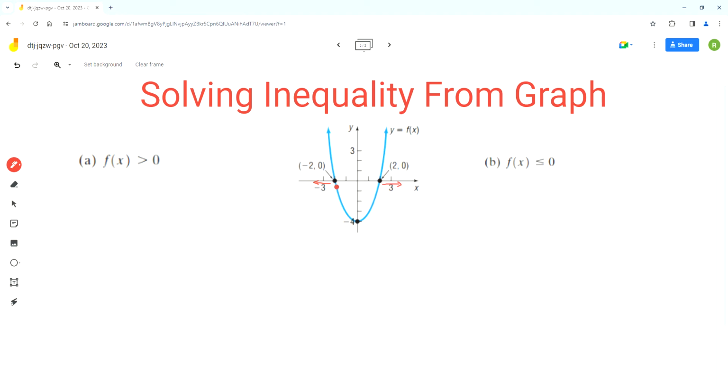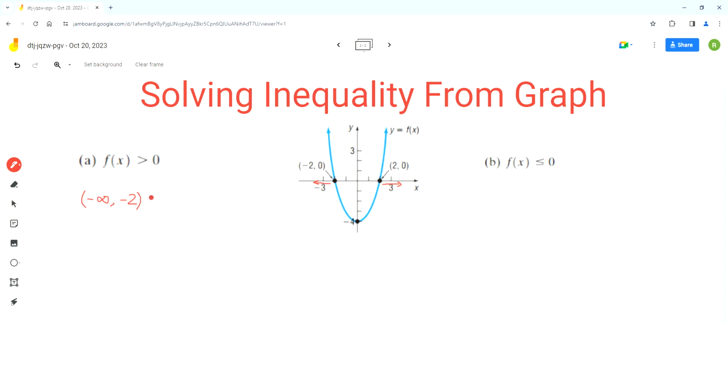So the interval notation for the left part will be -∞ to -2. Now in this case, the -2 point, the x-intercept, is not part of the solution because we have to find the x values where the function value is greater than 0, not greater than or equal to 0. So that's why we use the parentheses on both sides. And for ∞ and -∞, we always use the parentheses.